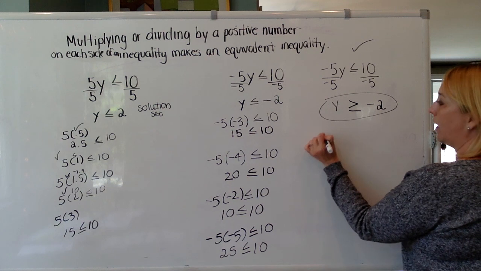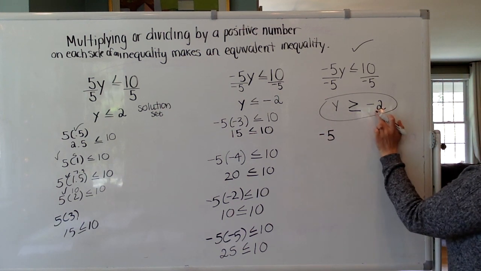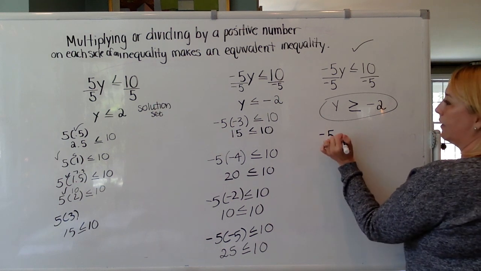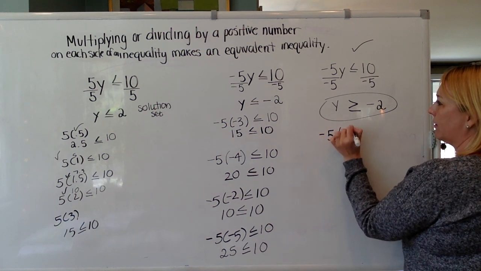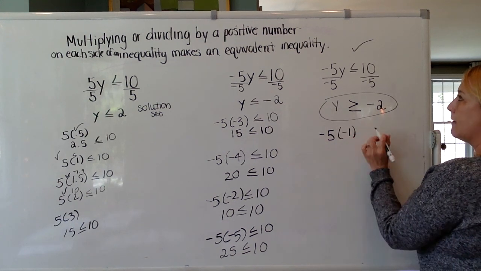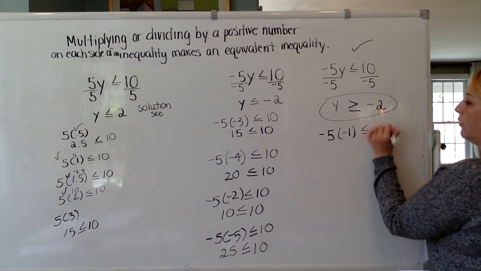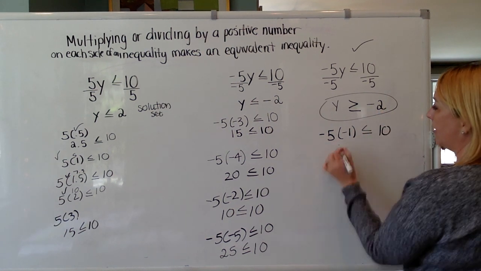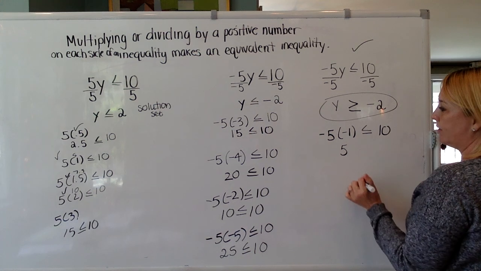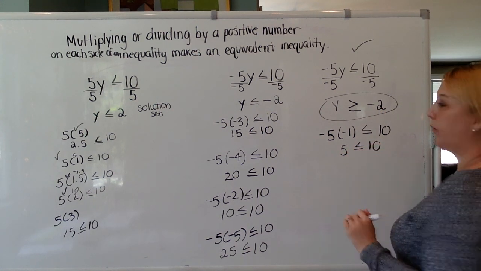So let's just try plugging in. I'm going to pick y that is greater than negative 2. So why don't I just pick negative 1, right? Because negative 1 is greater than negative 2. And let's see if it works. Negative 5 times negative 1 is positive 5. Positive 5 is less than 10, so it worked.